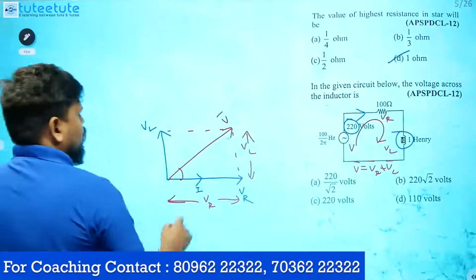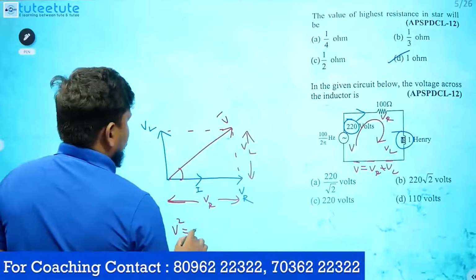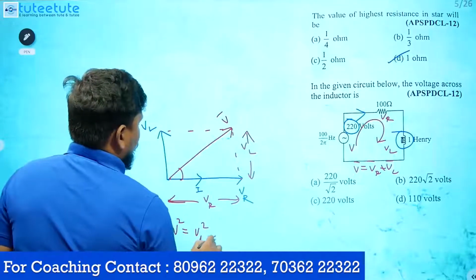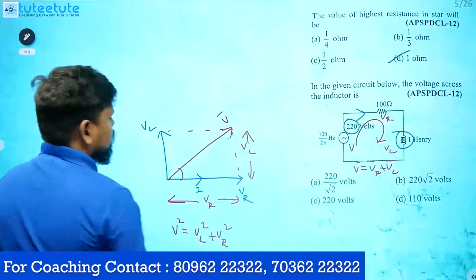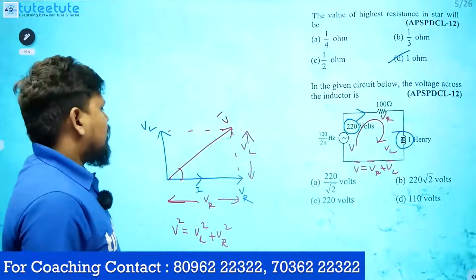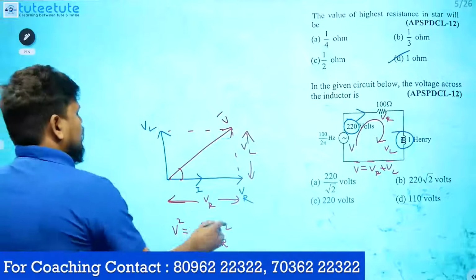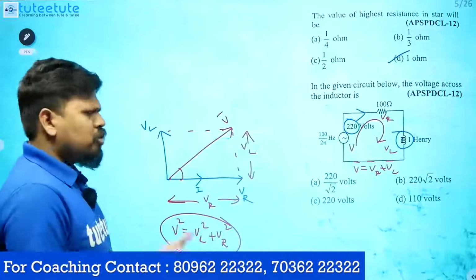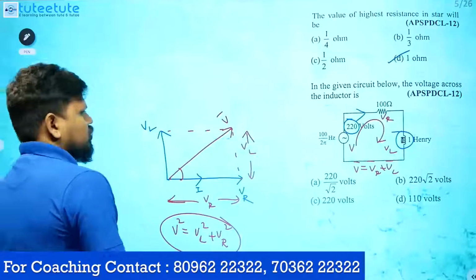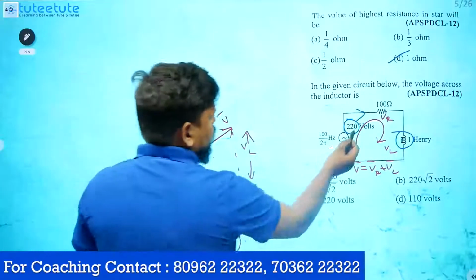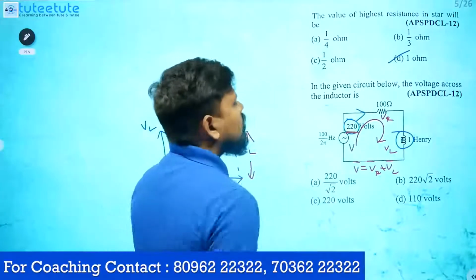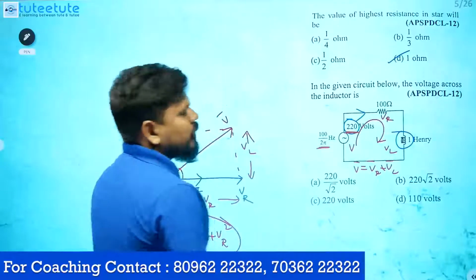So V square is nothing but VL square plus VR square. This is the voltage relation generally. To answer this question, there is no need to think even more about this. Directly we have this V value, which is 220 volts. The frequency also we have, 100 by 2 pi.